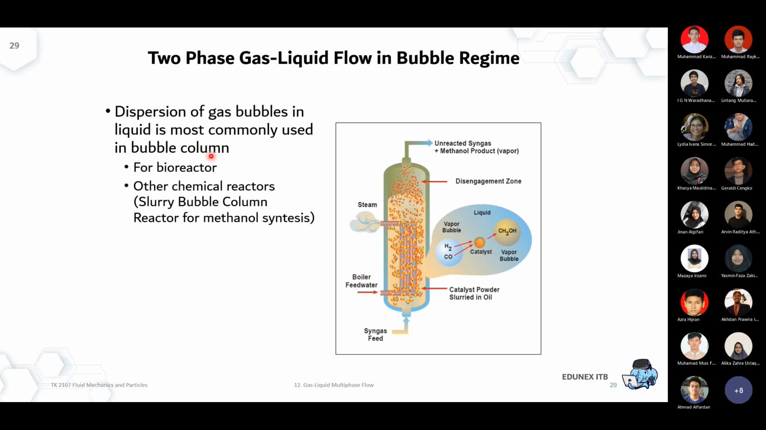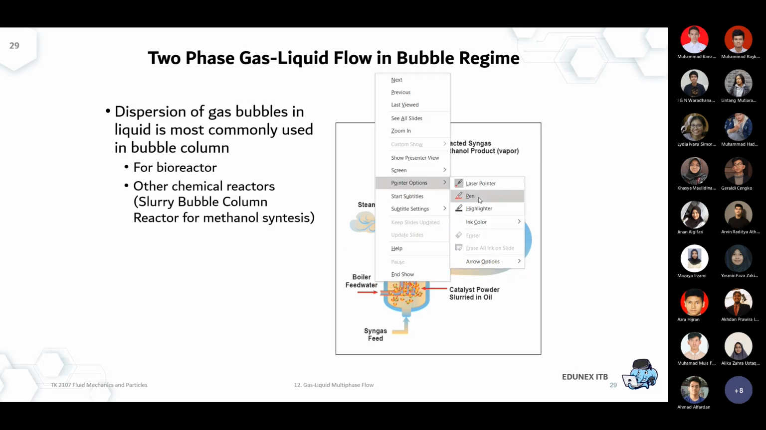Okay, let me continue then. So the gas-liquid mixture is not only found in a straight pipeline, but it's also sometimes found in other units of equipment, for example, this kind of reactor. Over here we have a gas-liquid bubble column, which is found, for example, in a bioreactor. Other chemical reactors, such as a slurry bubble column reactor for methanol synthesis, also involve two phases.